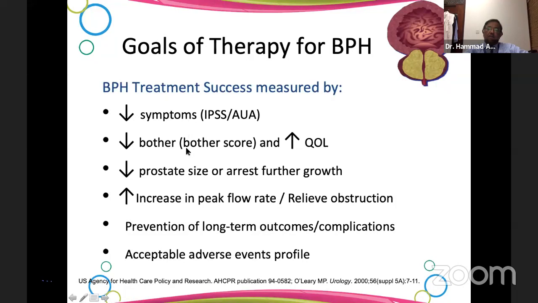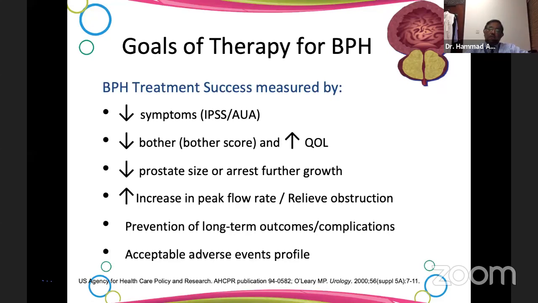You have to decrease their bother factor. The last question of IPSS is the quality of life question about how much bothered you are with this kind of symptoms. And you have to bring down the bother factor from 5 and 6 to 3 and 4. If the prostate size is large, and large means about 45, 50 and more, then it's important also to decrease the prostatic size in order to give long-term benefit to the patient.